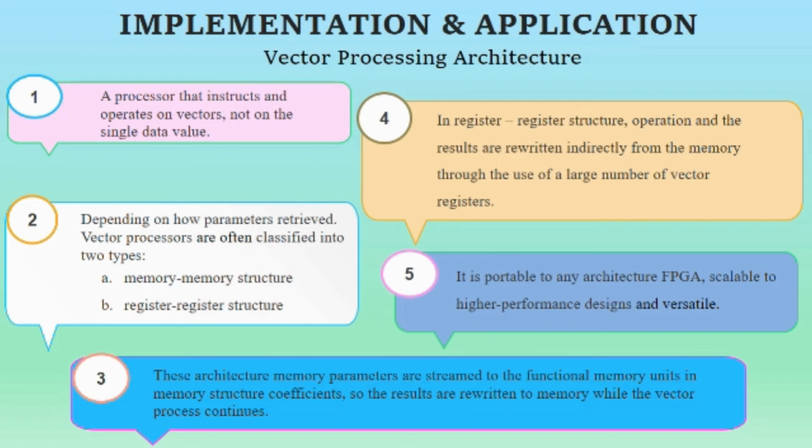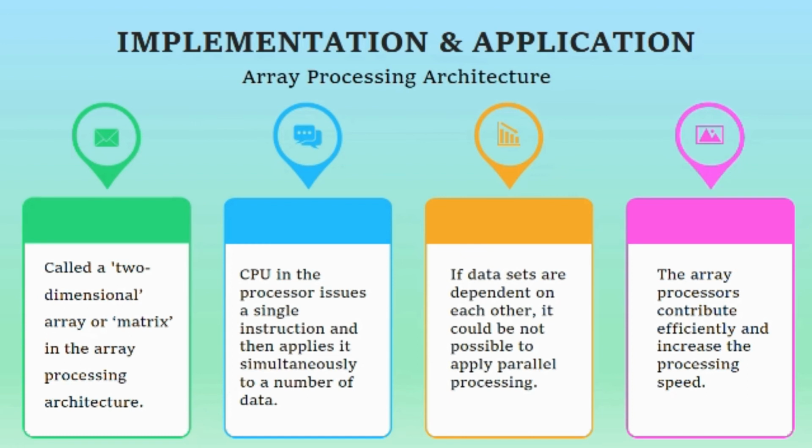In the memory-memory structure, parameters are streamed to the functional units, and the results are rewritten to memory while the vector process continues. In register-register structure, operands and the results are rewritten indirectly from the memory through the use of a large number of vector registers. Advantages of the vector processor are that it is portable to any architecture including FPGA, scalable to higher performance designs, and versatile. Second example is array processing architecture.